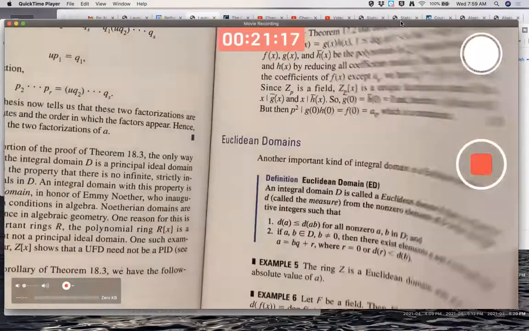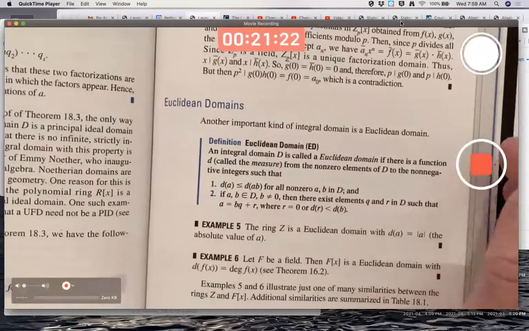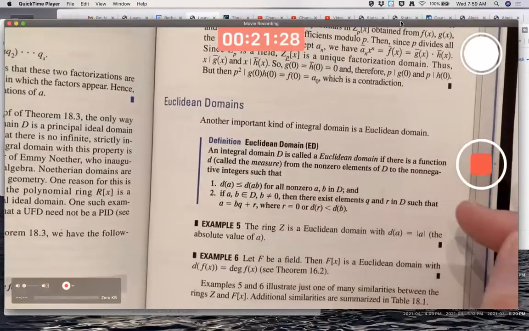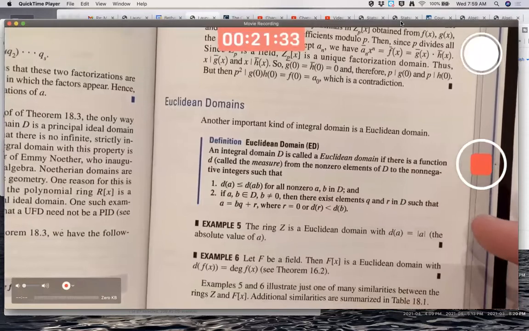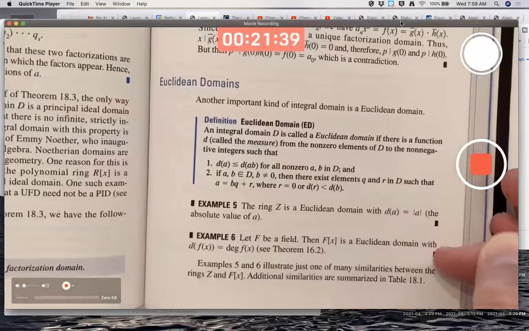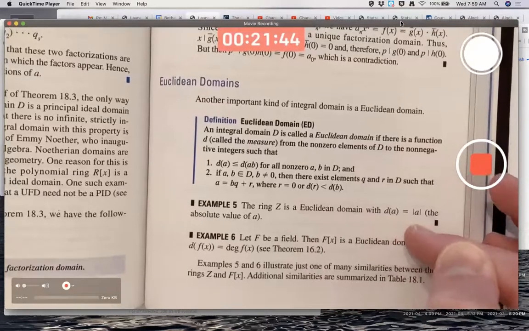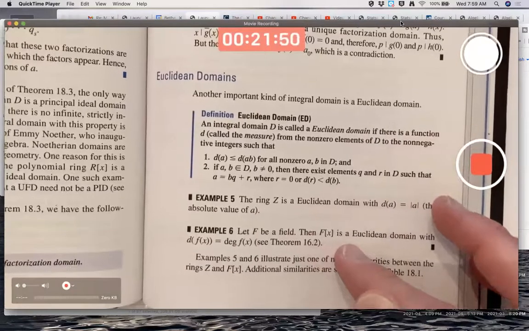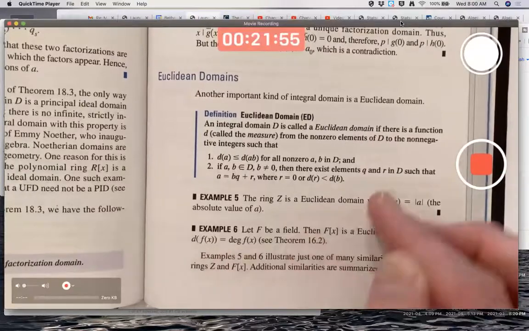The final part of chapter 18 is about one more kind of domain called the Euclidean domain. A Euclidean domain is essentially an integral domain where you've got this function d called a measure that essentially generalizes absolute value, and it also generalizes the degree. And in fact, those are the two main examples they talk about here initially. Z is a Euclidean domain. We can take this measure d to be defined as the absolute value function. And F[x] is a Euclidean domain when F is a field. You can take the d function to be the degree of f, and it satisfies these properties.